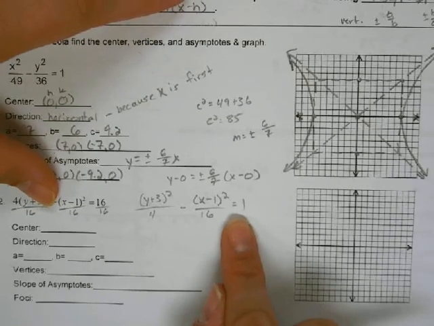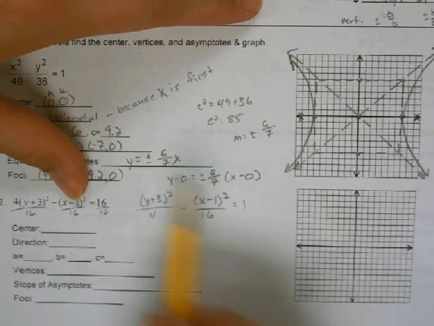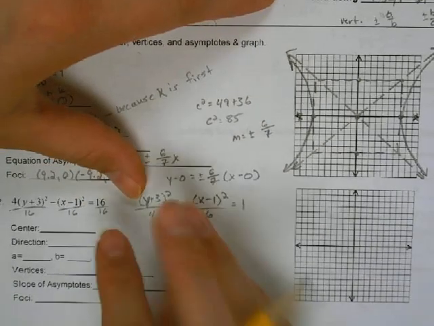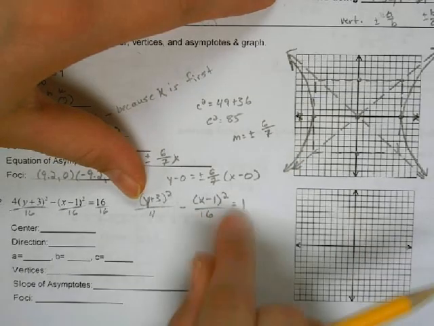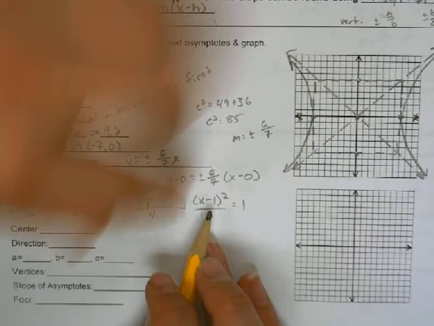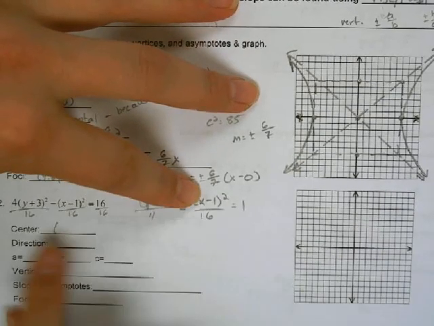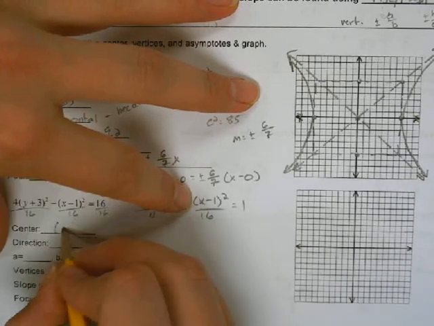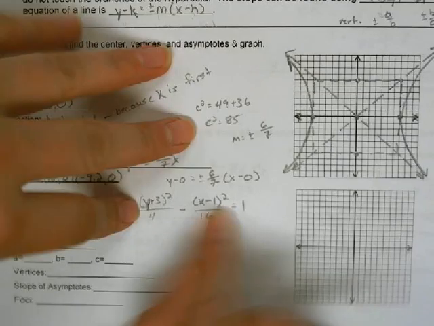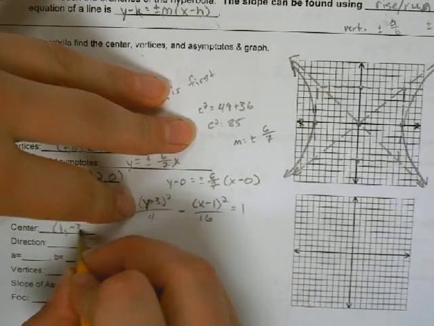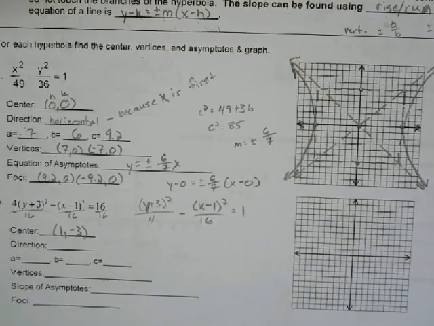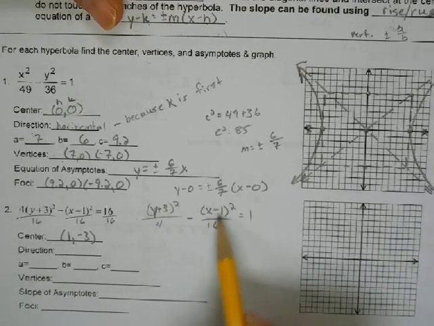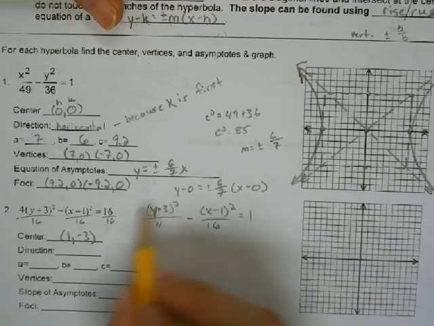Okay, my center. Now be very careful here. Y is listed first now. With the hyperbolas, it's not always just x, y, x, y, x, y. It's switched. So when I get my x value for my center, I need to get it from the x. So change the sign, I get positive 1. And then change the sign, I get negative 3. So be very careful with the hyperbolas that you do your center correctly. Okay, the x value should come from the x portion, and the y value should come from the y portion.